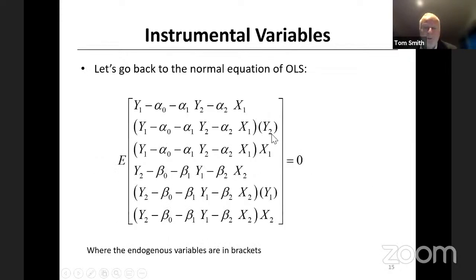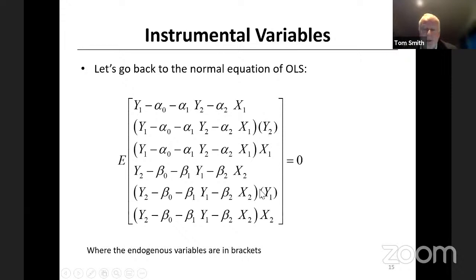However, if you just went back to the normal equations, this is the one defining the error for y1. This is the error for y1 uncorrelated with the first regressor, y2. The error uncorrelated with the second regressor, x1. This is the error for equation 2. This says the error for equation 2 uncorrelated with y1. Error for equation 2 uncorrelated with y2, x2.